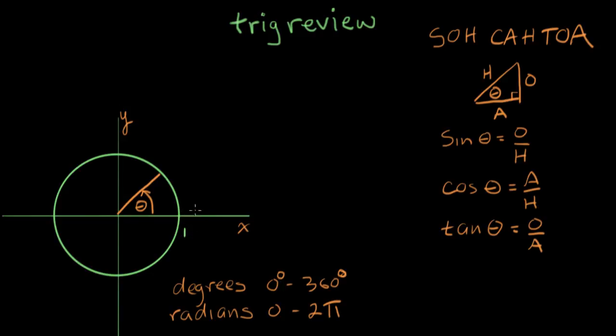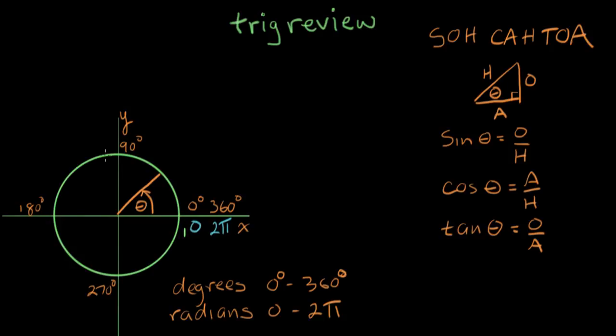So if I mark this out in degrees, here's 0 degrees, here's 90 degrees, here's 180 degrees, this is 270, and when I get back to the beginning, it's 360 degrees. If I measure the same angles in radians, this will be 0 radians. When I get back here, it's going to be 2 pi radians. Going all the way around the circle is 2 pi radians.